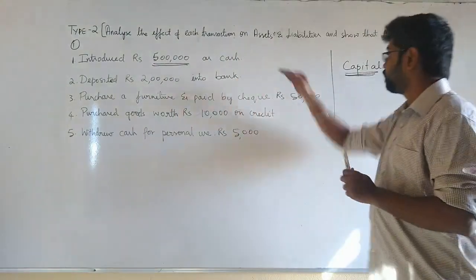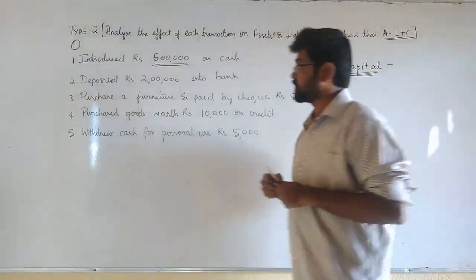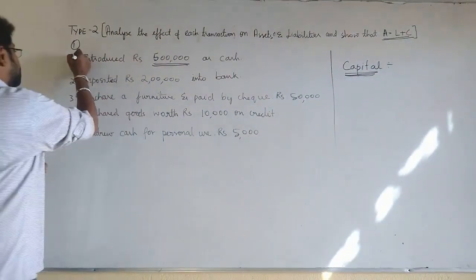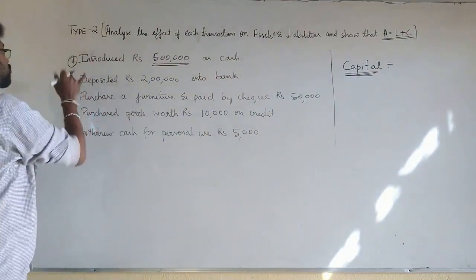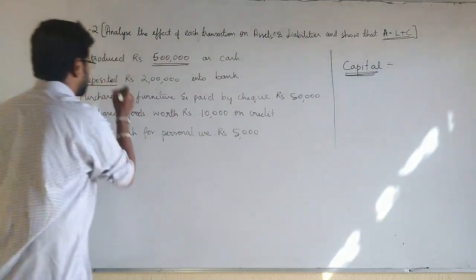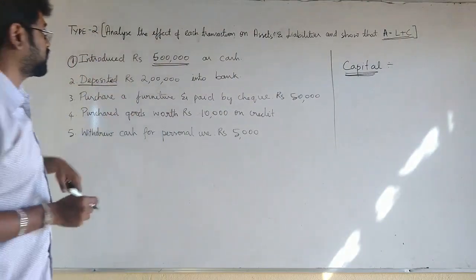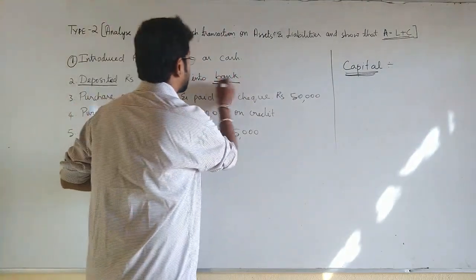So the first transaction is done. We will go to the second transaction. In the second transaction, they are telling us we have deposited 2 lakh rupees into the bank.